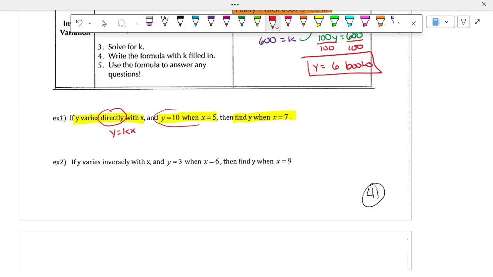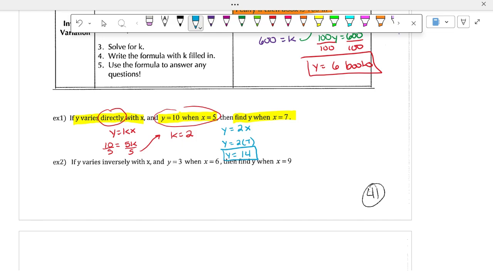So we're going to use the direct formula, which is y equals kx. And we're going to plug in these two values for x and y respectively to solve for k. So I have 10 is equal to 5k. How do I solve for k? Divide by 5. So k is equal to what? 2. So that means I have y is equal to 2x. So now I'm going to solve for y when x is 7. So y is equal to 2 times 7. So y is equal to what? 14. And that's it.